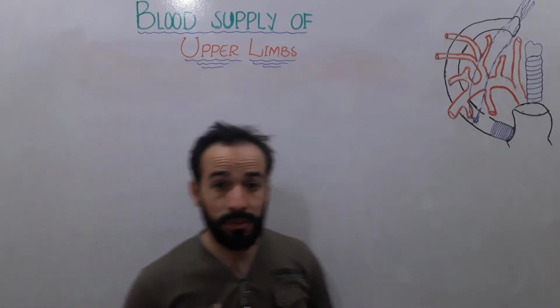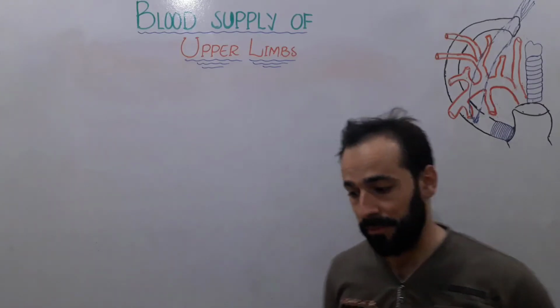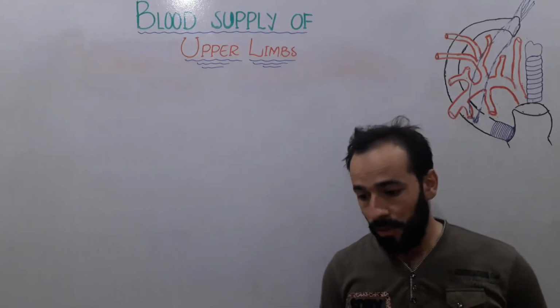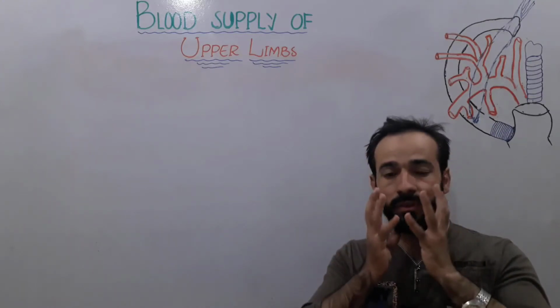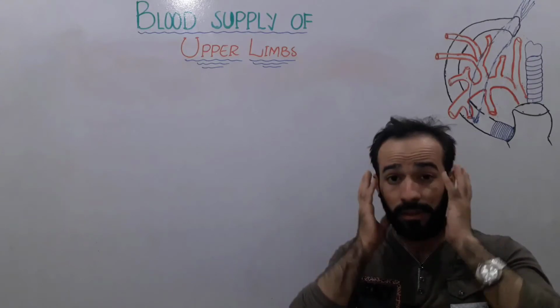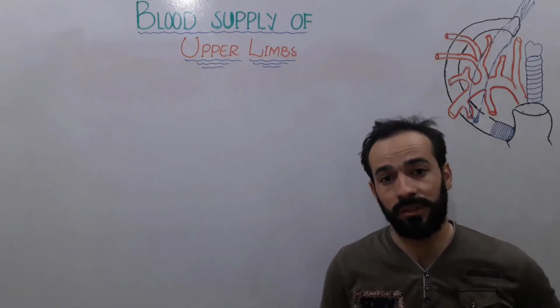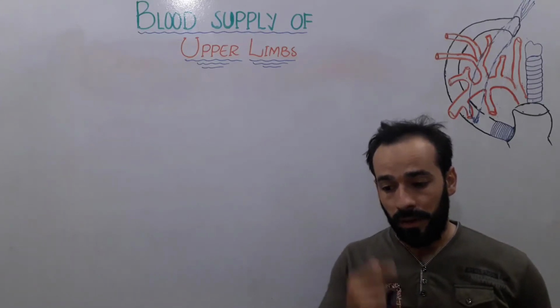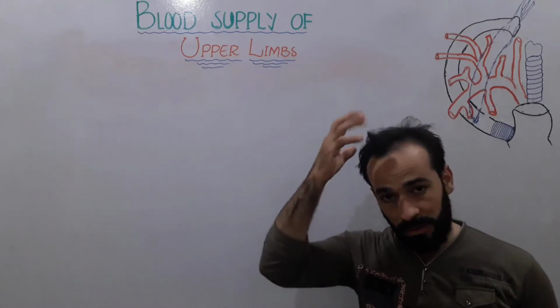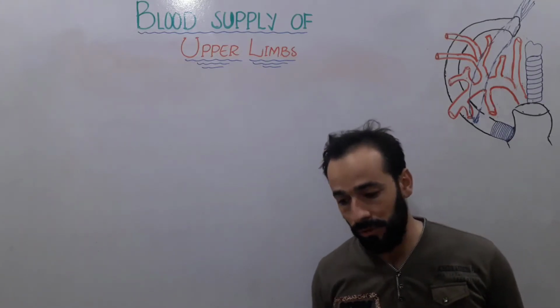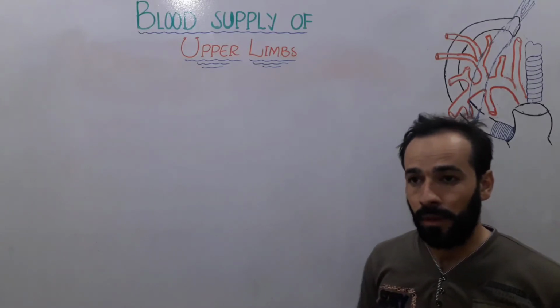As you know, dear students, we are discussing the human circulatory system. We have covered the branches of the arteries which are coming to the facial region, to the face. And in the section on the nervous system, I have discussed the blood supply of the brain also, so you can go and watch those lectures.